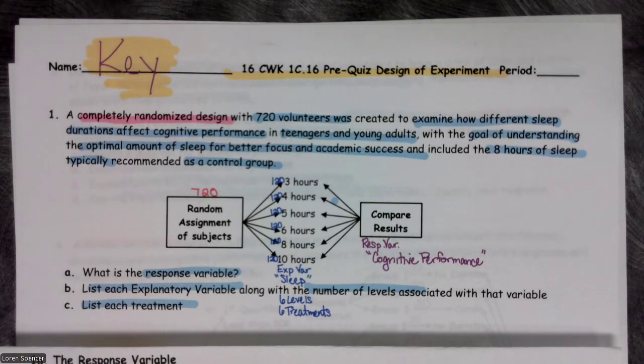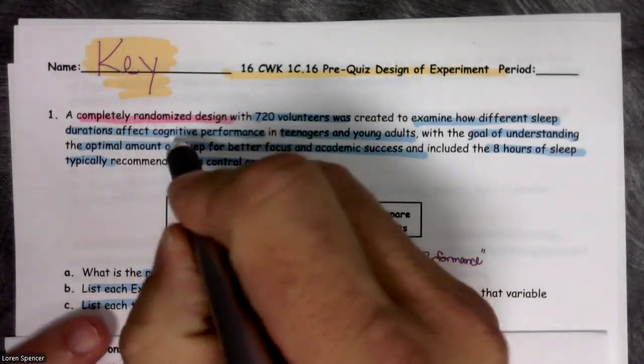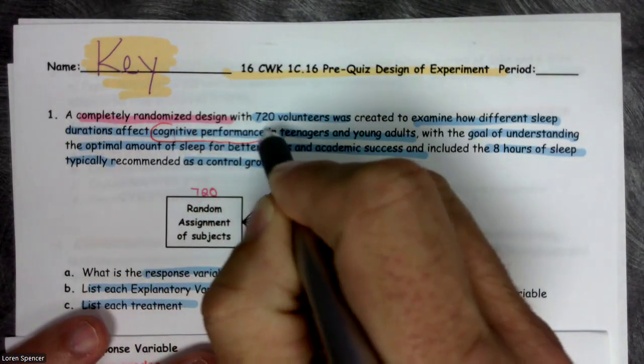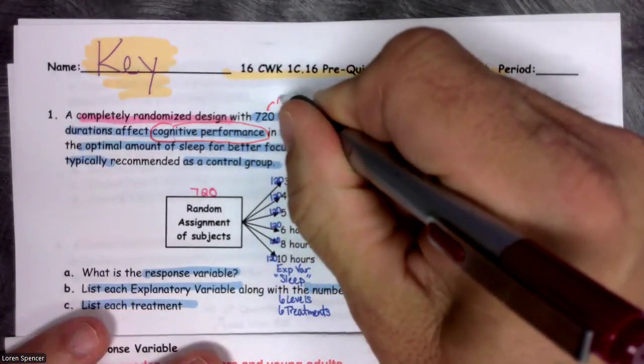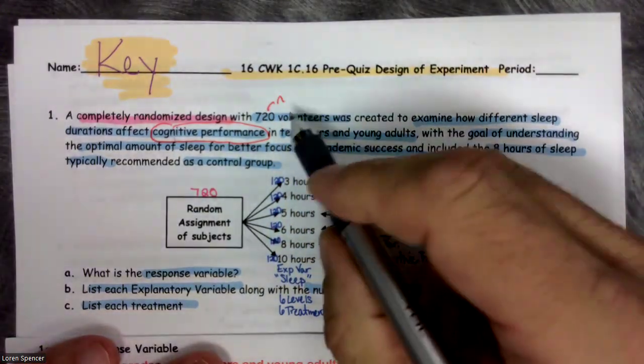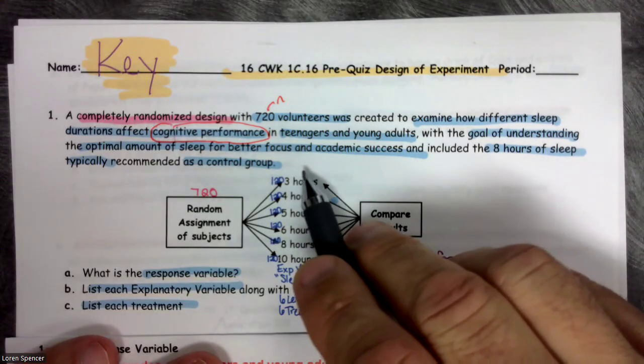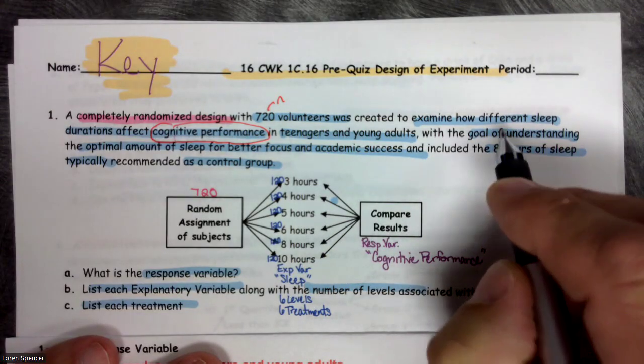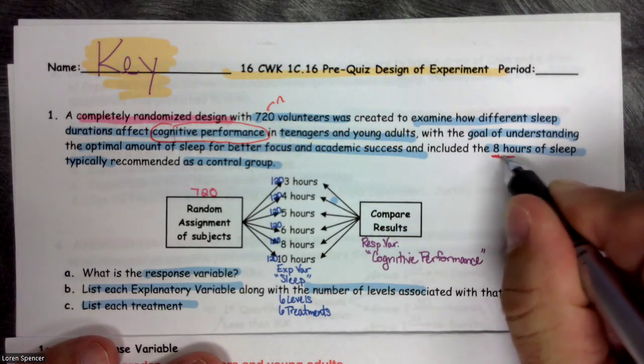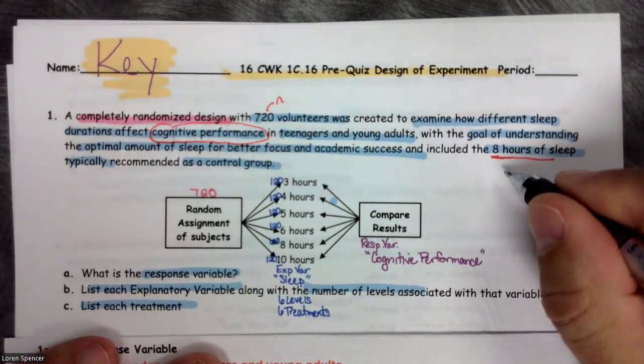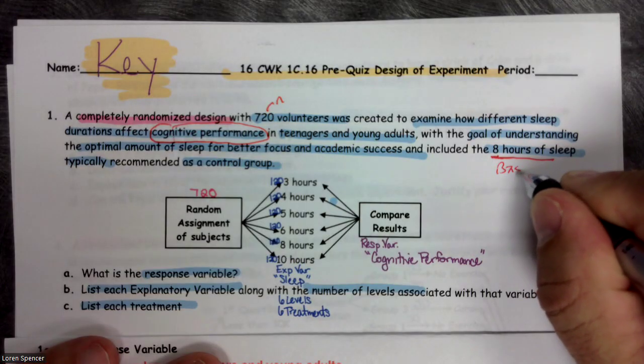A completely random design with 720 volunteers was created to examine how different sleep durations affected cognitive performance in teenagers and young adults. What they care about is cognitive performance. They also told us that they had a sample size of 720, so that's N. The design included 8 hours of sleep typically as a control group. So this 8 hours is our baseline. This is the control group.